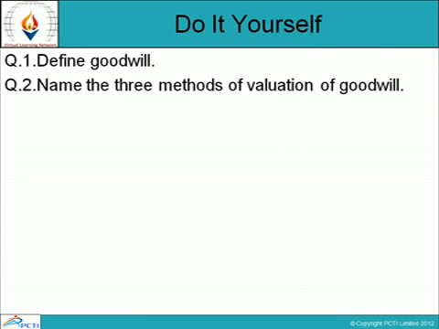And now do it yourself. Question number 1, define goodwill. And question number 2, name the three methods of valuation of goodwill.